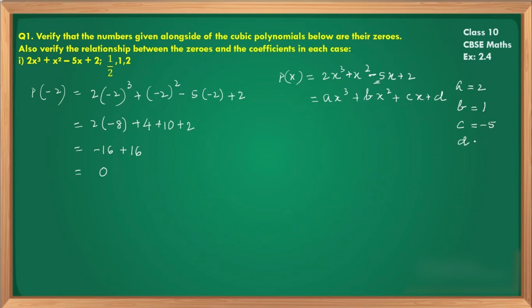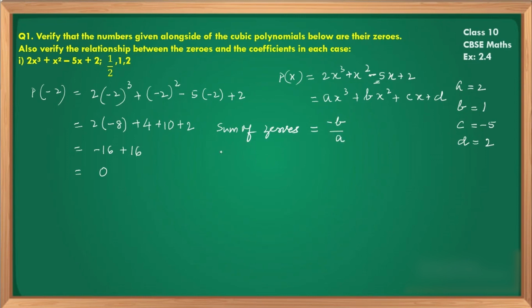Finally, d is 2. Now we have 3 zeros here and we have coefficients also. Now we will start the verification of relationship. Firstly, sum of zeros is equal to minus b by a.